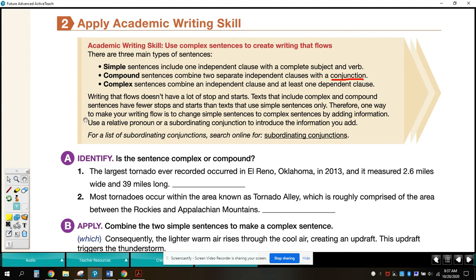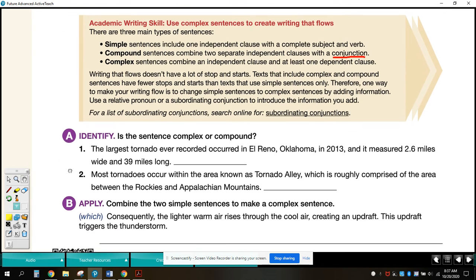A complex sentence is an independent clause and at least one dependent clause. So we have used adjective clauses, and that is called a dependent clause. We need that to be connected to an independent clause. And when we use complex sentences, we're able to add to or support our idea. Let's look at a couple examples here.